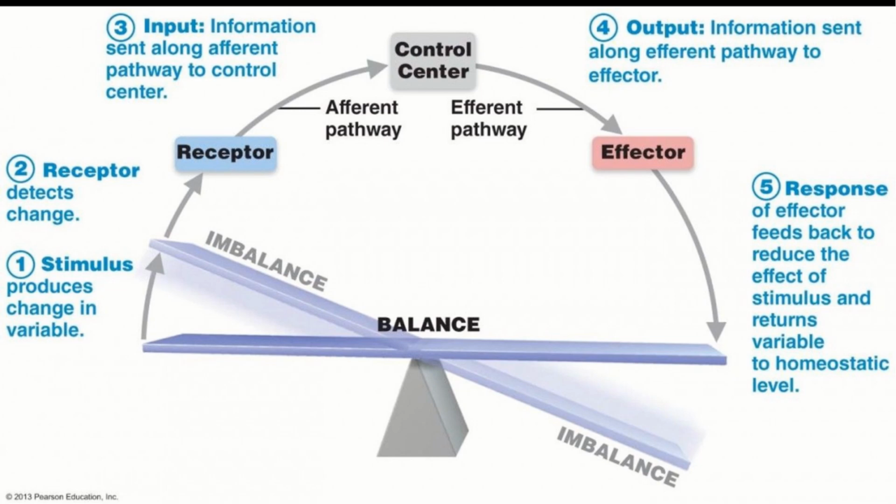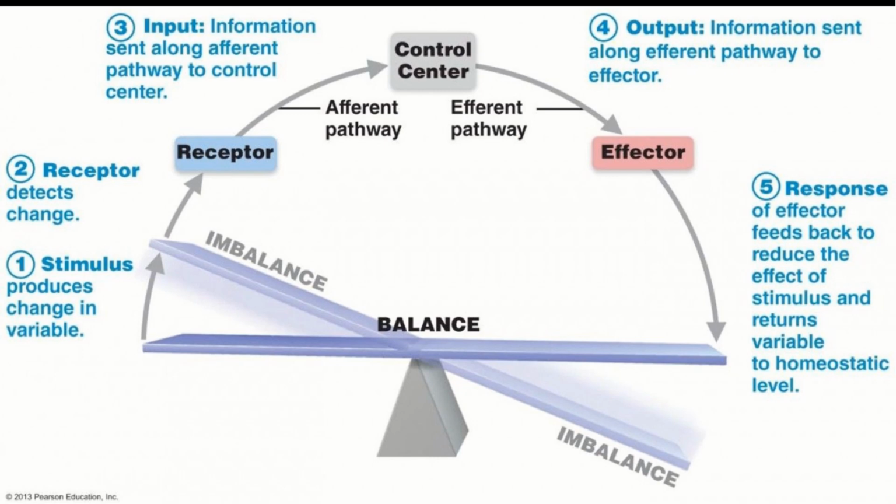So, one of the things that you may remember from freshman biology is that most homeostatic pathways are negative feedback loops. What that means is that the response inhibits the stimulus in some way. So let's talk about what that looks like. First, we have the stimulus. This is the change in the body. The receptor is there to detect the change.